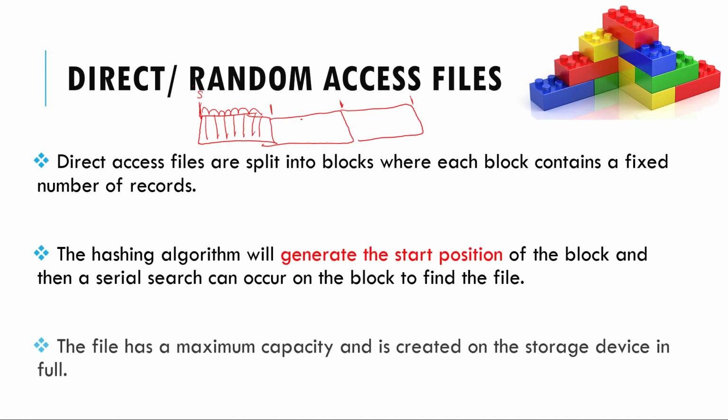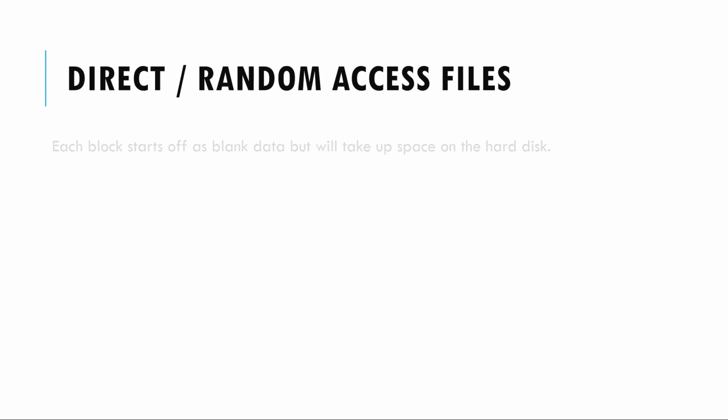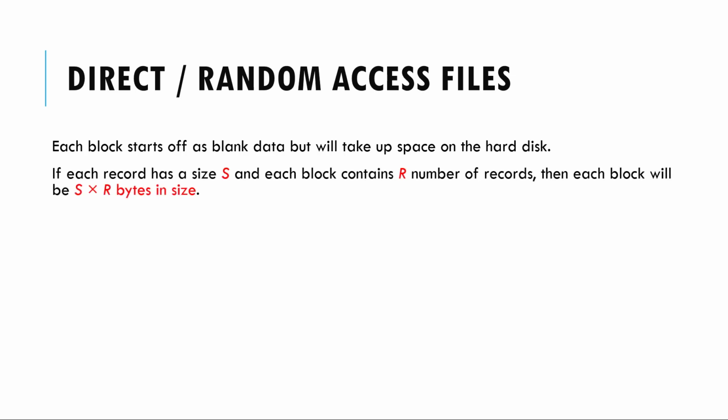So the file has a maximum capacity, and that gets created on the storage device straight away at the start of the program that you're running. Each block starts off with blank data, but then will take space on the hard disk as these records get filled up in each block. And if each record has a size of S and each block contains R number of records, then you can say that S multiplied by R bytes in size will give you the total number of blocks and sizes. That'll give you the total space that you're going to need.